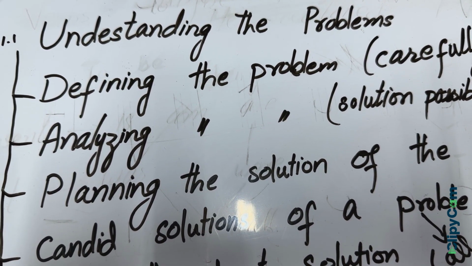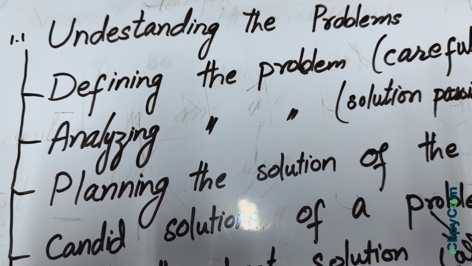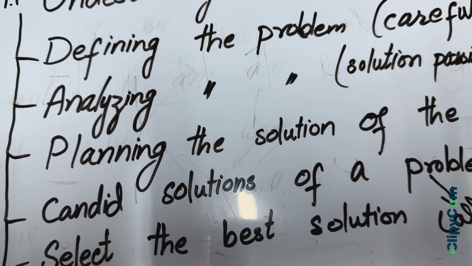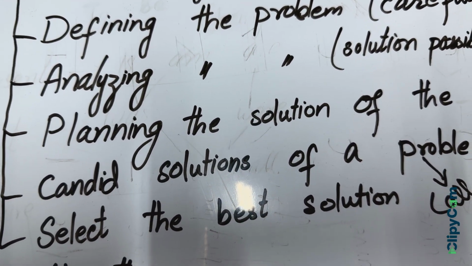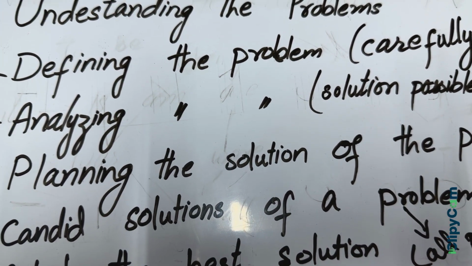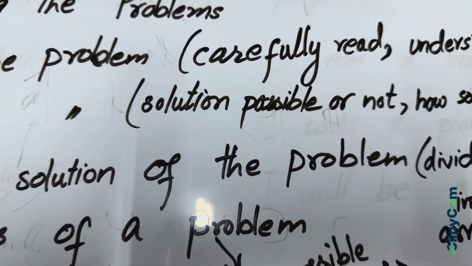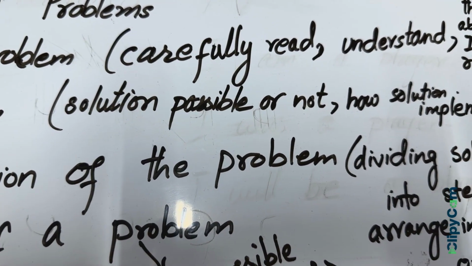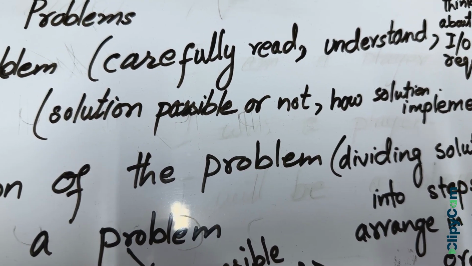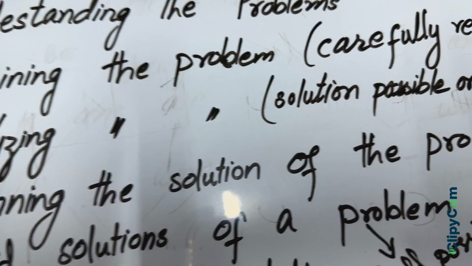If any problem is given to you, you must try to understand the statement, right? In understanding the problem, there are different steps: defining the problem, analyzing the problem, planning the solution, candidate solutions of the problem, and selecting the best solution, right? In defining the problem, when any problem is given to you, you must carefully read it, understand it, and think about the input and output required. What input is given and what output is required from the user, right?